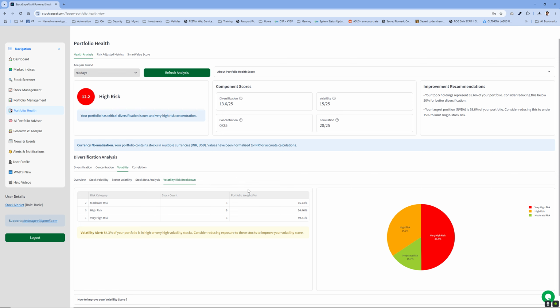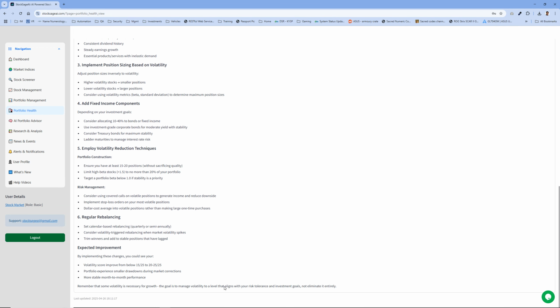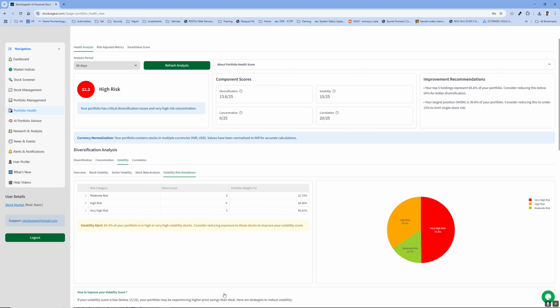So that gives you a pretty good picture. For help on how to improve these numbers, you always have the help mentioned over here, showing how we can improve the specific attribute in the portfolio.